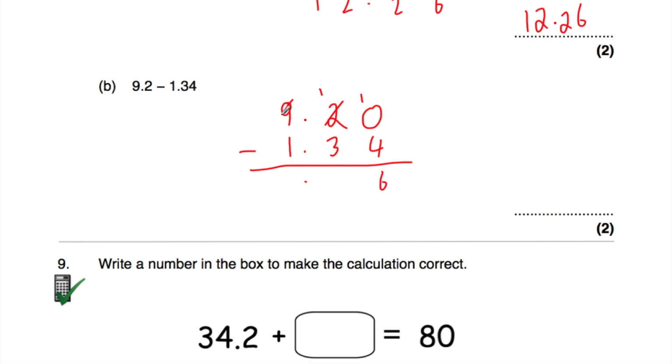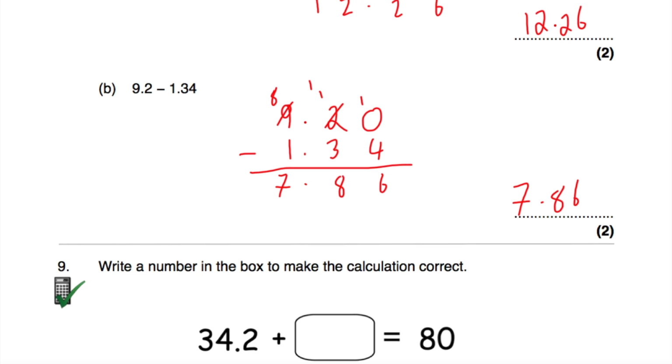1 take away 3, we're going to need to borrow again, so that's an 8 and an 11. 11 take away 3 is equal to 8, and 8 take away 1 is equal to 7. So our answer would be 7.86. Okay, let's look at our next question, question number 9.